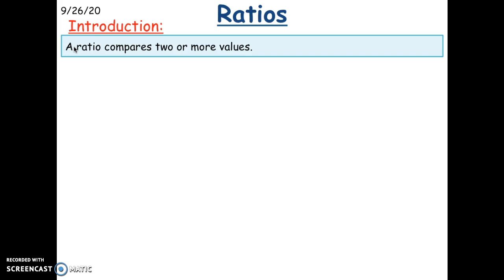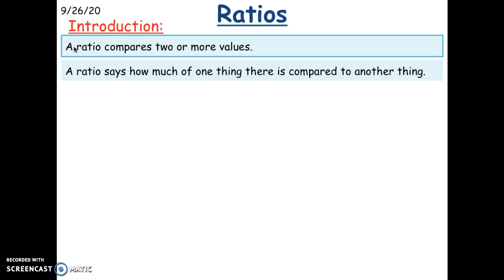What is a ratio? A ratio compares two or more values. Okay? A ratio says how much of one thing there is compared to another thing. We are going to simplify ratio. We are going to write ratio using sentences, phrases, or statements, whatever we will be given. We are going to find missing parts of ratio as well in this brief video.